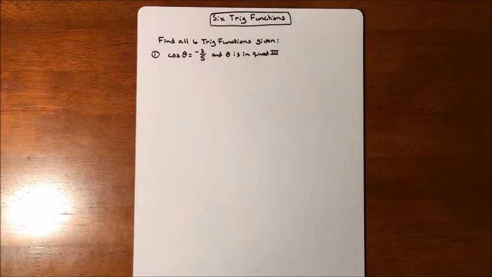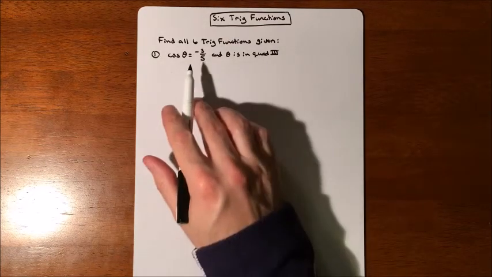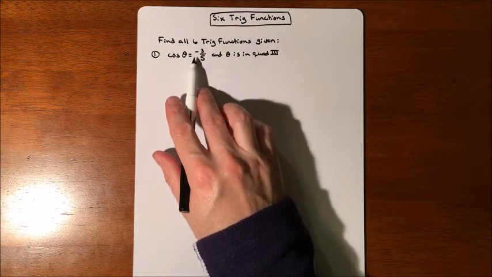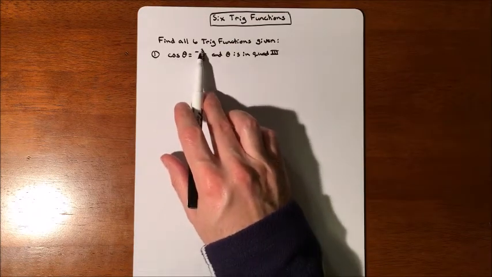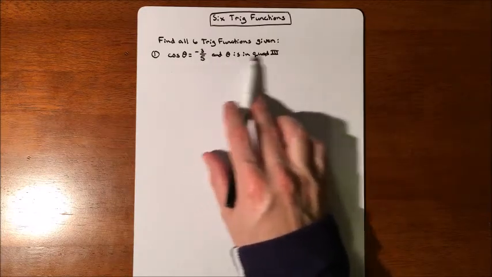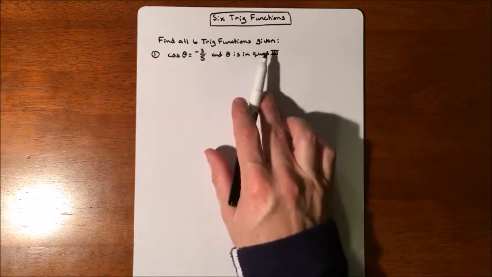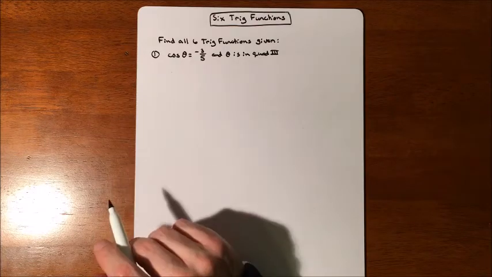In this lesson, we are going to be trying to figure out what the 6 trig functions are based on a given piece of information. So we already have 1 out of the 6, so we need to find 5 others. They're giving us that cosine of theta is -3/5, and they're telling us that this angle is going to be coming from some angle in quadrant 3.